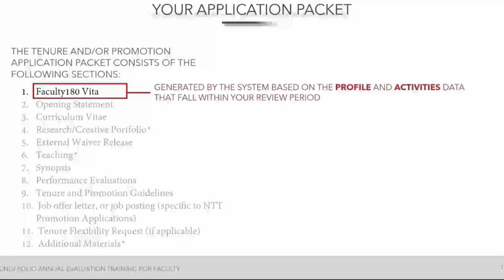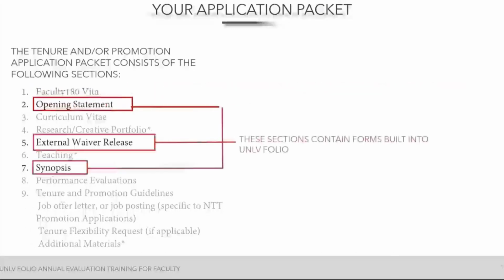So you all may be familiar with the Faculty 180 Vita section. This is generated by the system and based on the data on the profile and activities section. This Vita consists of all of the data for the review period that you're going up for, so it'll pull in all of that data. And then the opening statement, external waiver release, and synopsis sections contain forms built into UNLV Folio.